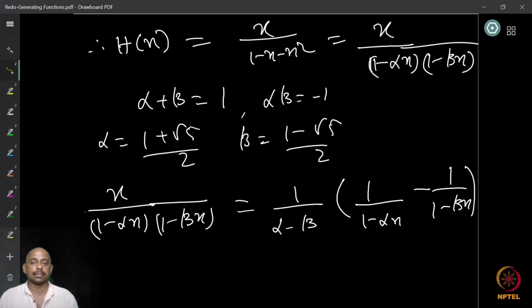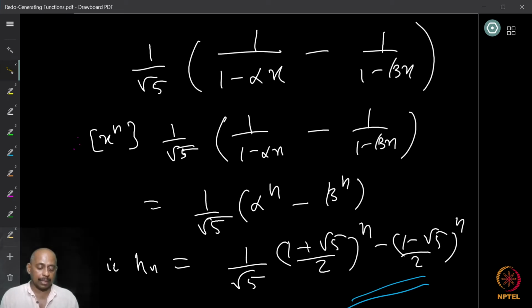Once you have this, we use the method of partial fractions. We can show that this reduces to the following. This computation is routine, so I leave it to you. I don't want to spend time working out these minor details. You work with this, and if you have any questions, get back to me. So x by 1 minus alpha x and 1 minus beta x, I can write as 1 by alpha minus beta into 1 by 1 minus alpha x minus 1 by 1 minus beta x. If you solve it like this, then 1 by alpha minus beta is precisely 1 by root 5.